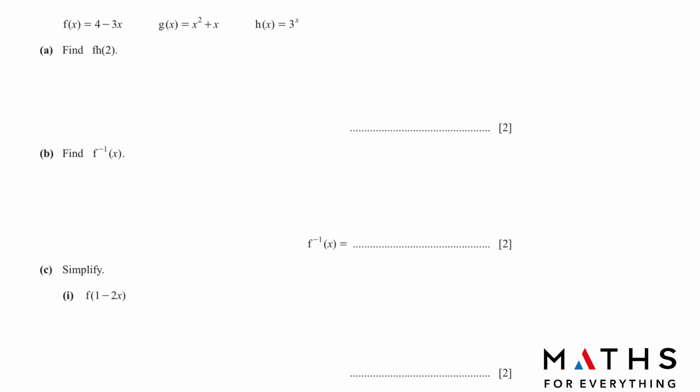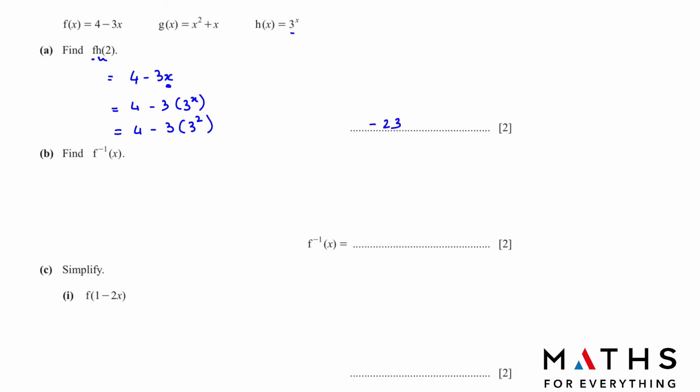In the first one, we have to find f of h of 2. Whatever your outside function is, which is f, write that down first: 4 minus 3x. Then replace your x with the second function, which is h. Our h is 3 to the power of x. And then replace the x with the number which is given, 2. And you will get the answer negative 23.